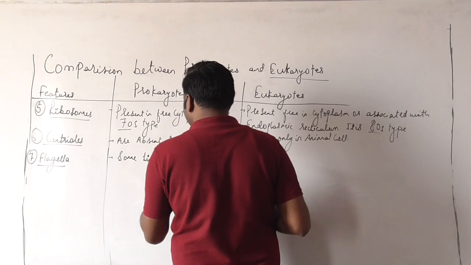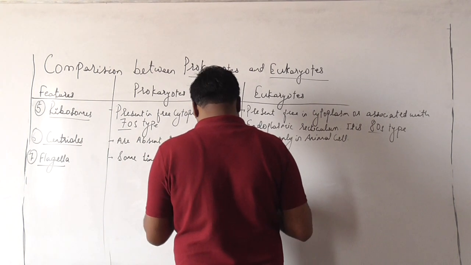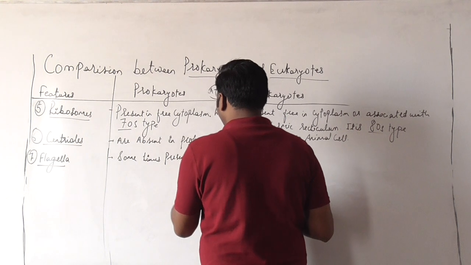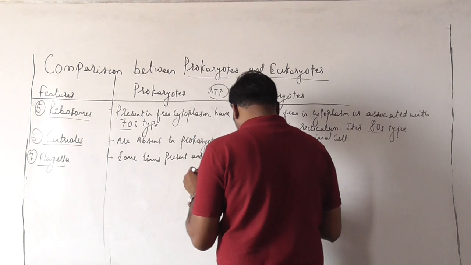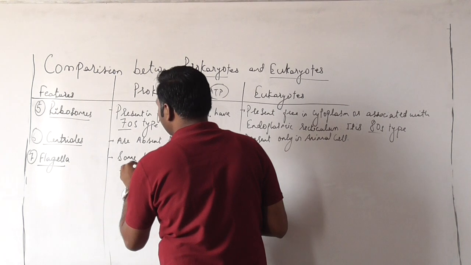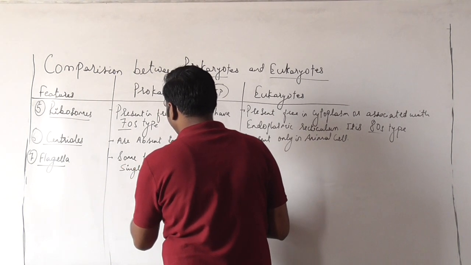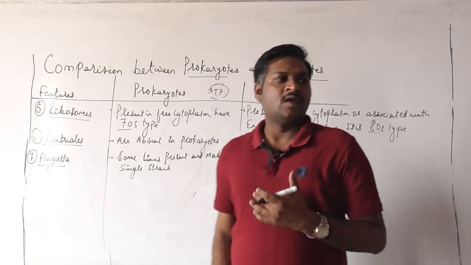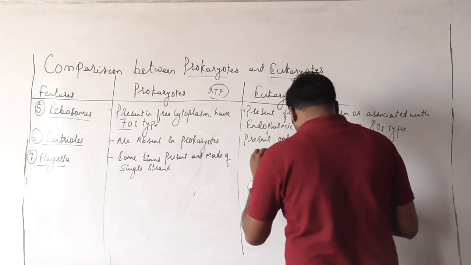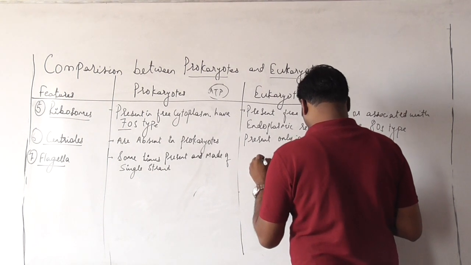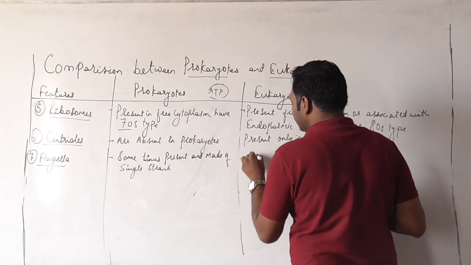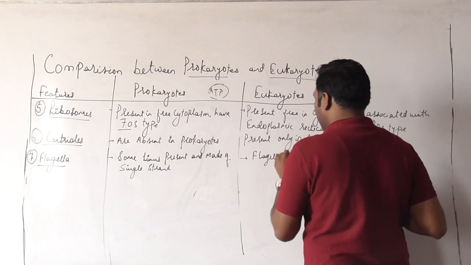In prokaryotes, flagella are sometimes present and made up of a single strand. One more thing: there is also another structure, the pili. We'll discuss it later. Then the flagella in the case of eukaryotes is present.